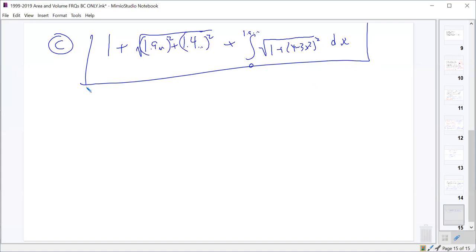That was worth 3 points. 1 if you use y prime, 1 for the arc length integral piece, so 1 for this, 1 for this, and then 1 for having the whole thing put together. You could have done the arc length formula for the other one if you wanted to. Yeah, that'd be fine also, Nick.